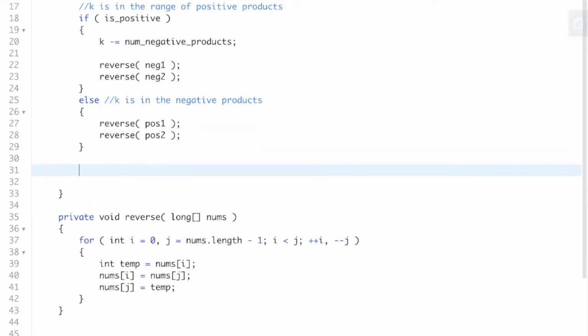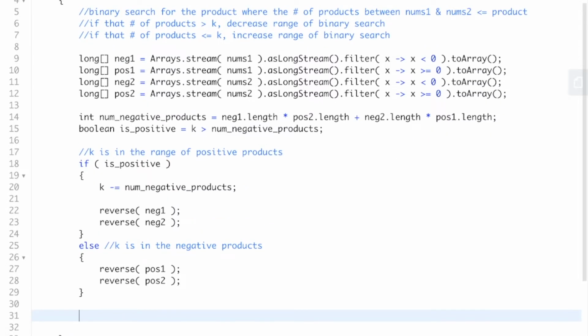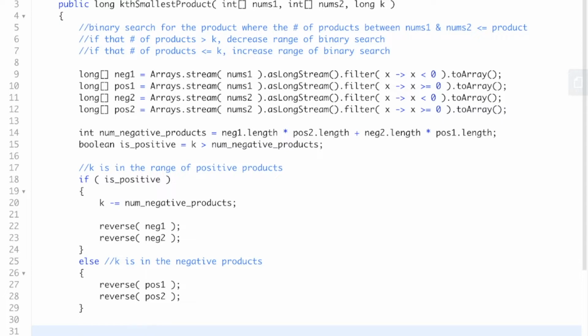So what we want to do is binary search for the product. I think I wrote the algorithm up here, right? So we want to binary search for the product where the number of products between nums1 and nums2 is less than or equal to that product. And then if that number of products is greater than k, we decrease the range of our binary search. And if that number of products is less than or equal to k, we increase the range of the binary search. So let me just type it out, and I think you'll see what I'm trying to get at. You'll see what that means a little more clearly if I just code it out a little bit.